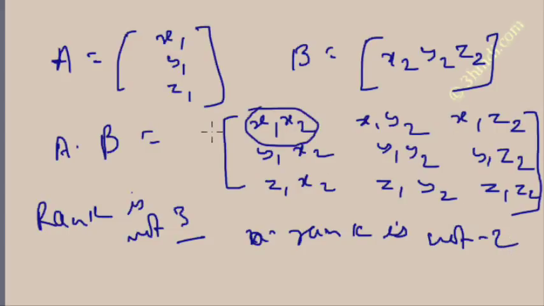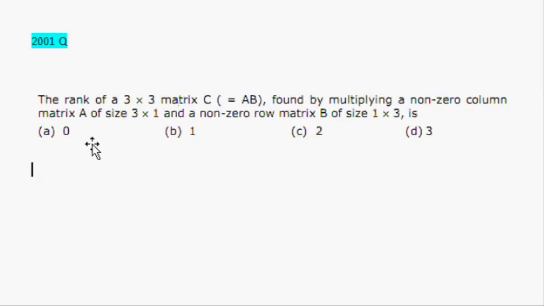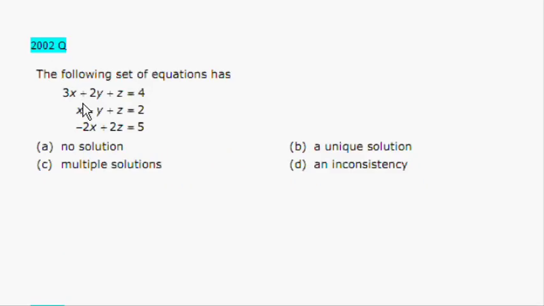So come to the single element x1x2. This is not 0, so the rank is equal to 1. The rank of this matrix C is 1. B is the correct answer. This is a 2002 question.